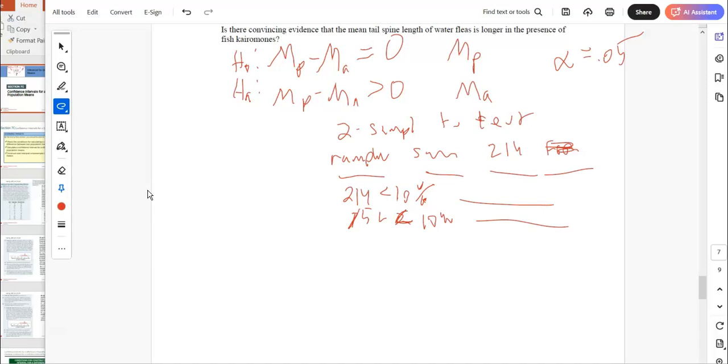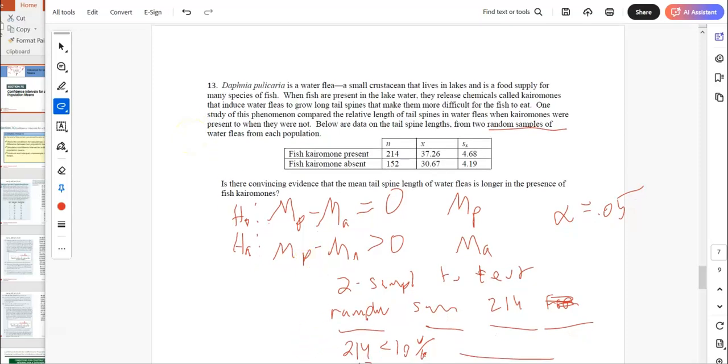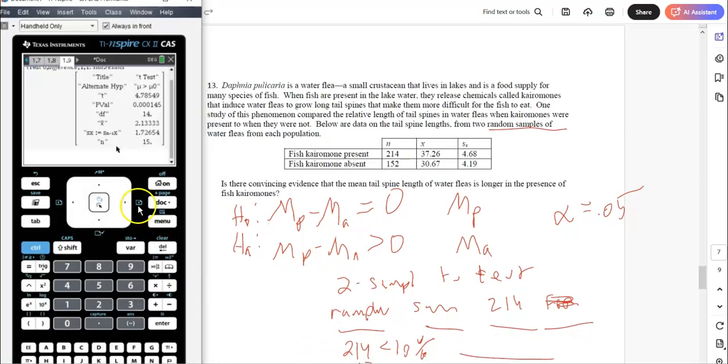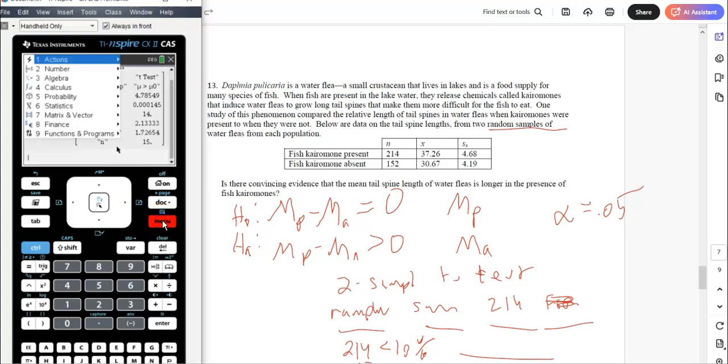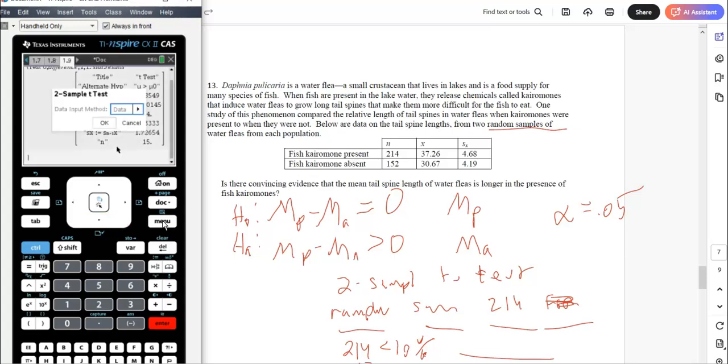Okay, so let's check the large sample. So 214 is greater than or equal to 30. That's certainly true. And 152 is greater than or equal to 30. That's certainly true. Check. So it passes the conditions. So now I might consider just doing this in your calculator at this point. So menu 6.7, I think it's a 2-sample t-test, right? This one is not data, it's stats.